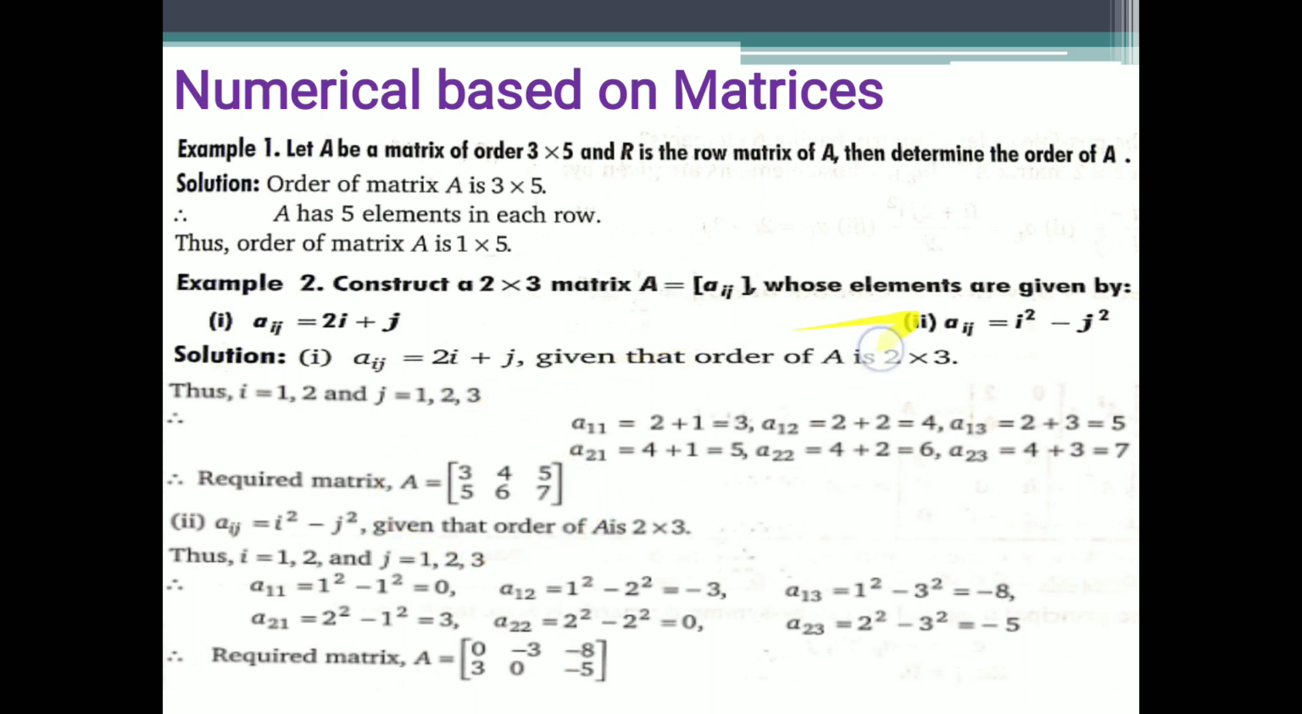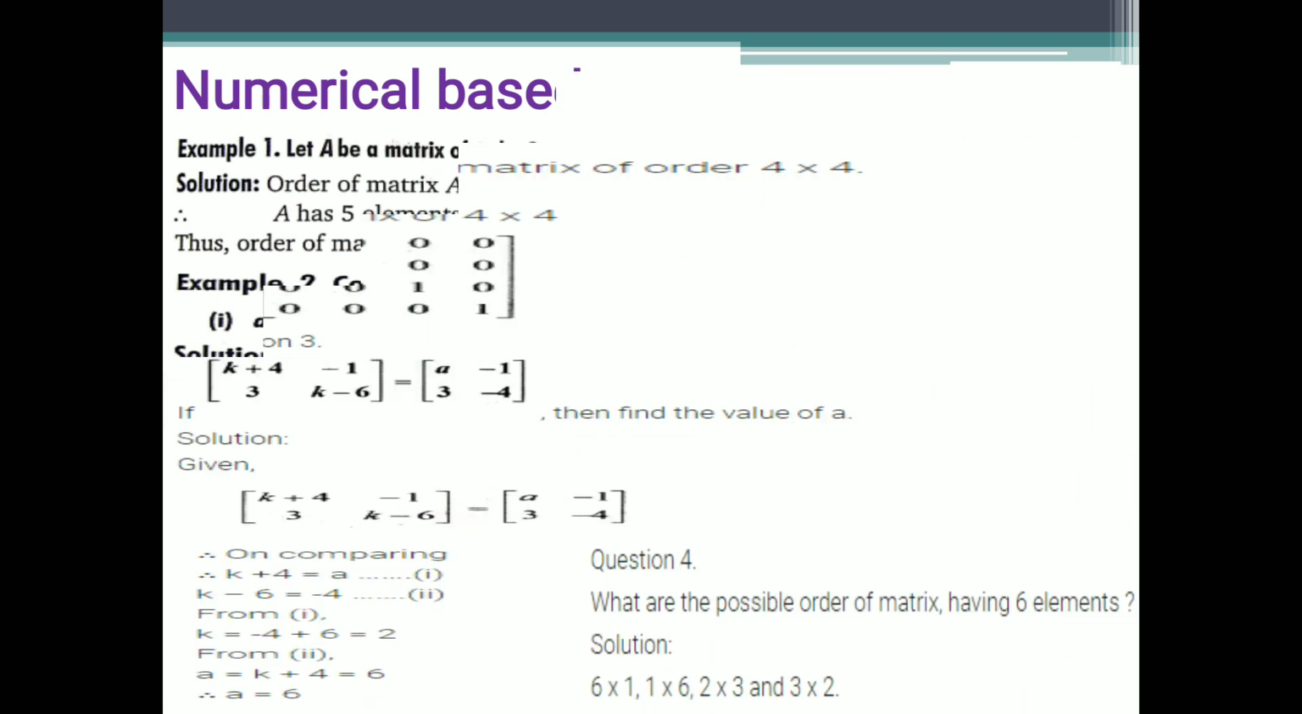Similarly, for the second part of the question, if I place the values 1, 2, 3 and so on, after squaring these, because the square is given, i square minus j square, when I solve it, I get 0, 3, minus 3, 0 and minus 8, minus 5. So that will be your final matrix. Let's move on to the next.